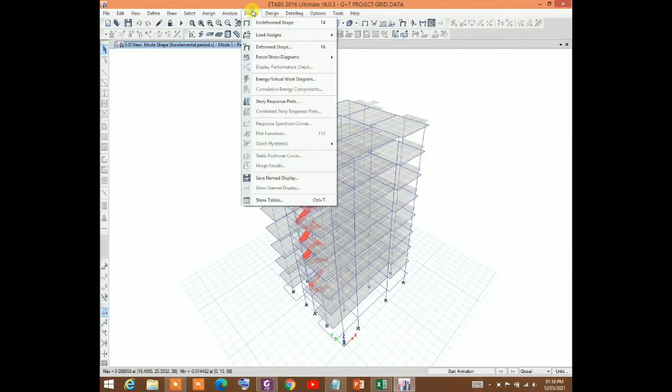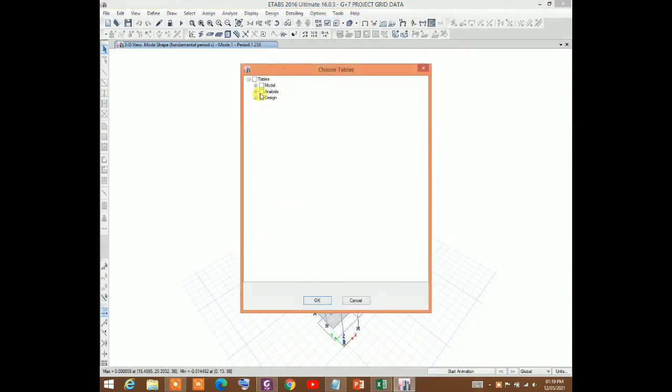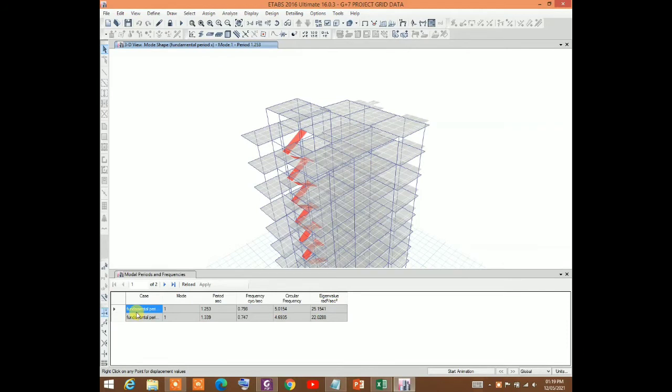Then go to display and show tables, analysis tab, click on results and go to modal results, modal periods and frequencies selected. You see the fundamental period in the X direction is 1.253 and frequency is 0.798, and the fundamental period in the Y direction is 1.339 seconds and frequency is 0.747.